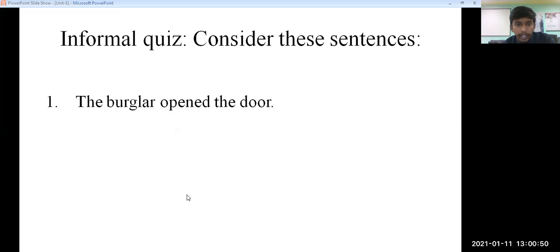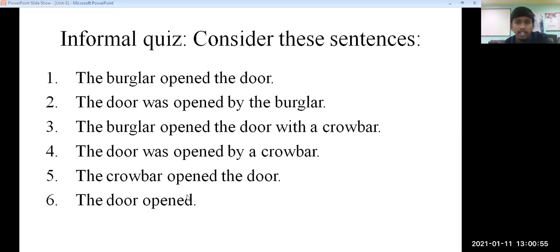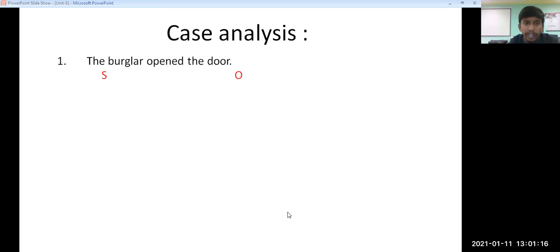You can see a small quiz about your understanding here. Consider the sentences: the burglar opened the door, and the door was opened by the burglar. Now you are made to understand how to identify the semantics, that is, your verb, noun, or preposition in the statements. So now let's look at how this will be identified in case grammar. Here you can see, the burglar opened the door. What is the object here? The door is the object, right?